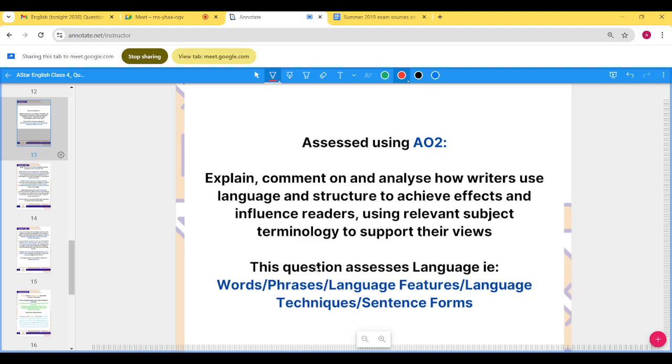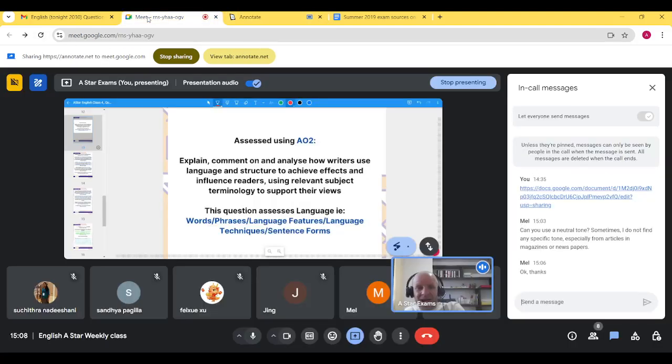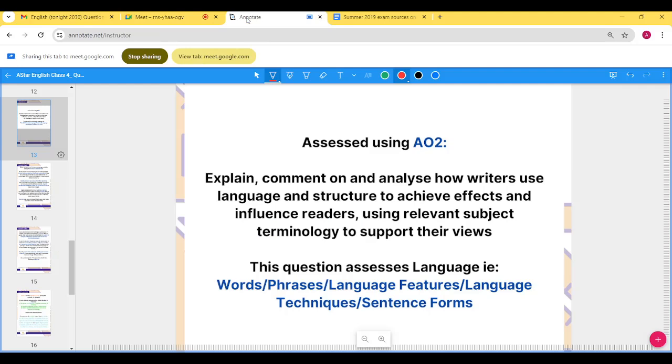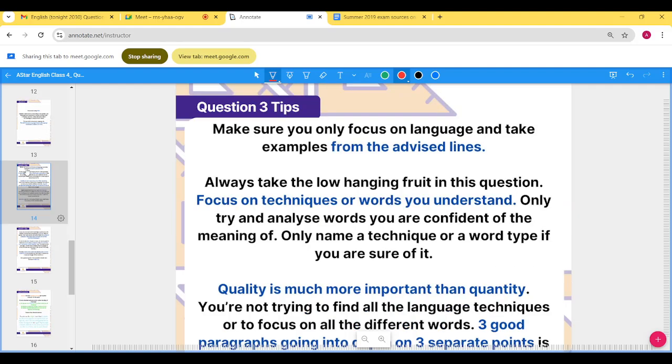I would say, although AO2 says structure in it, because you're focused on one paragraph, structure tends to be about the text as a whole and the flow. And you'll see particularly it talks about language underneath. So I think structure is allowed to be talked about, but it would be difficult to. It's not something I really think of as a question 3 thing, more when looking at question 4, the text as a whole, and maybe question 5.